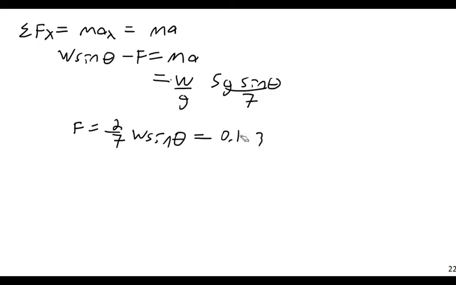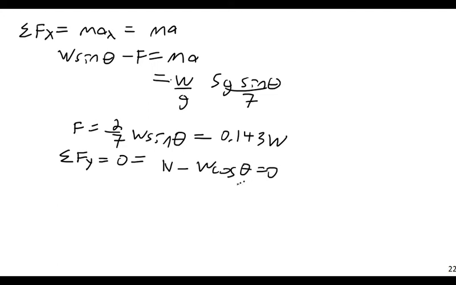0.143 W. So the frictional force is going to be equal to 0.143 W. Then if I do a summation of forces in the y direction, I will get that this is equal to 0 because there's no acceleration in the y direction. And I get that if this is N minus W cosine theta equals 0.